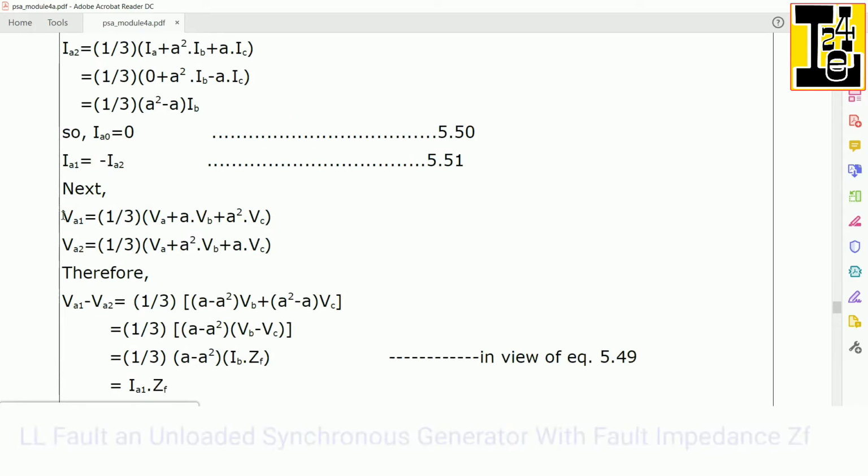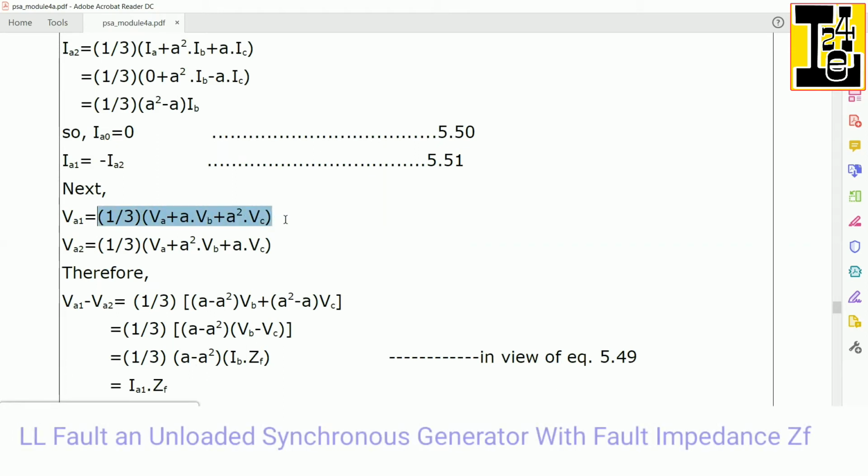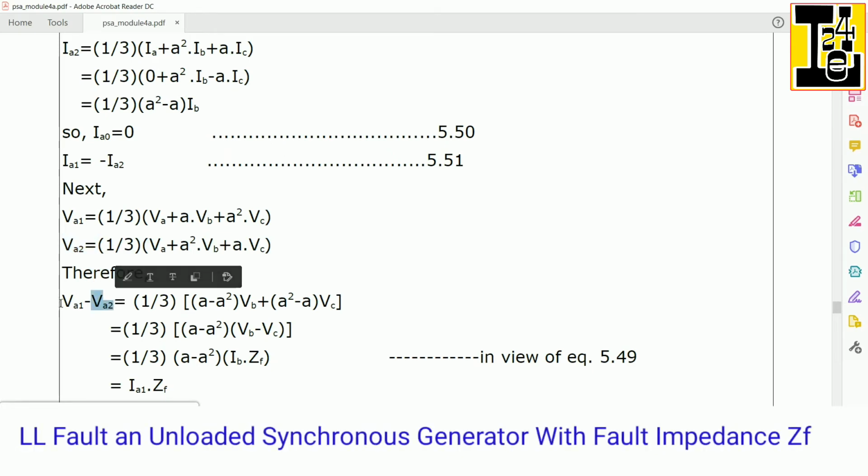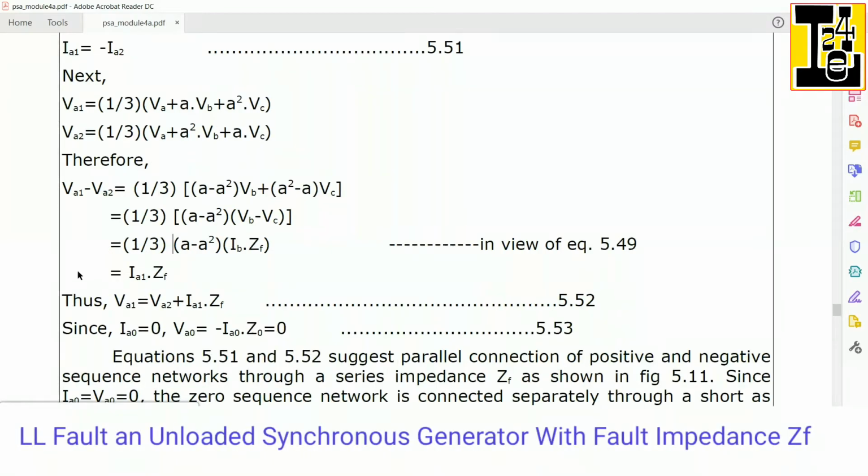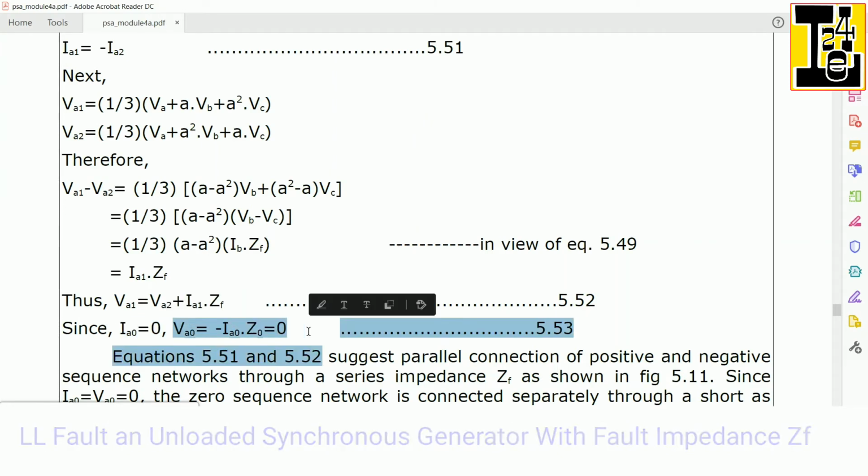We can also calculate the sequence voltages as VA1 is equal to 1 by 3 into bracket VA plus A VB plus A square VC, and VA2 is equal to 1 by 3 into bracket VA plus A square VB plus A VC, which are the standard equations. Subtracting VA2 from VA1 and solving further, we will get VA1 minus VA2 is equal to IA1 into ZF. Finally, I can write VA1 is equal to VA2 plus IA1 ZF. As IA0 is equal to 0, VA0 will also be equal to 0.